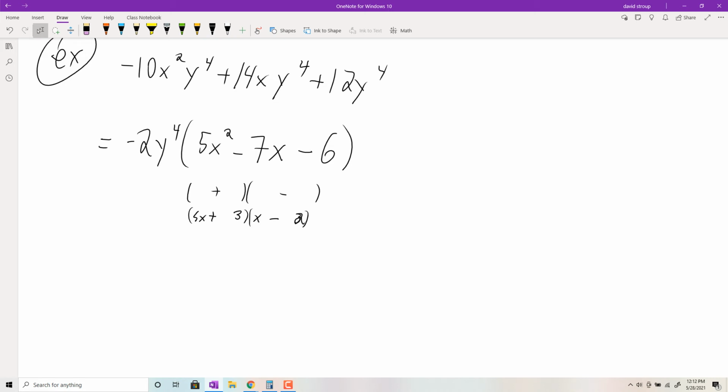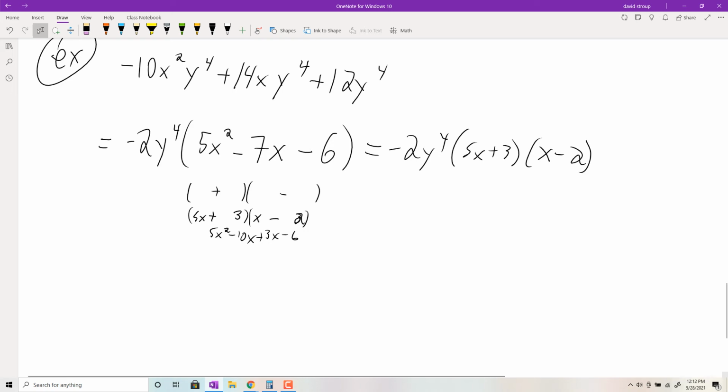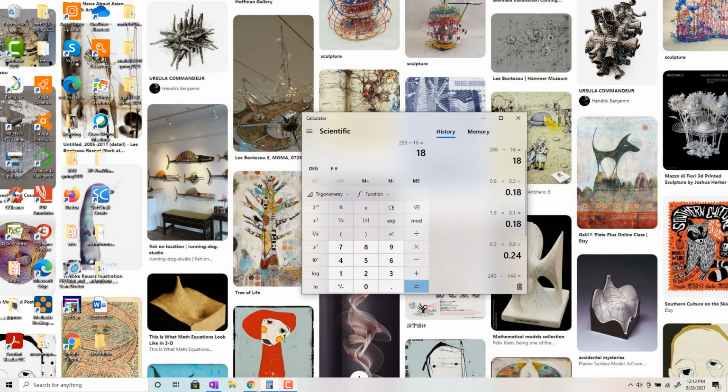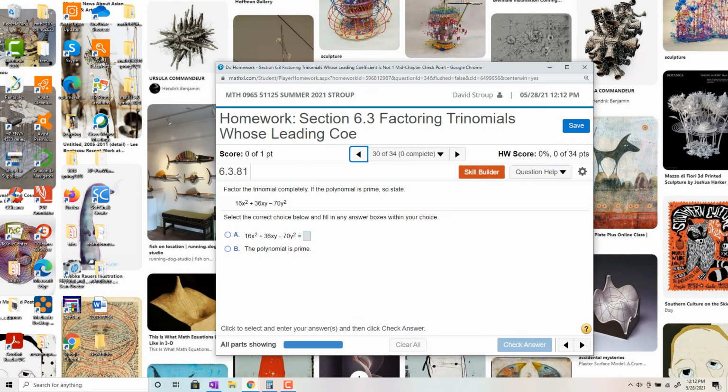Let's see. So 5x squared, the first, the outer, minus 10x, the inner, plus 3x. Yeah, that works. And then minus 6. Okay. So this will equal negative 2y to the 4th times 5x plus 3 times x minus 2. Okay, let's carry over then to my math lab and see what's going on there.